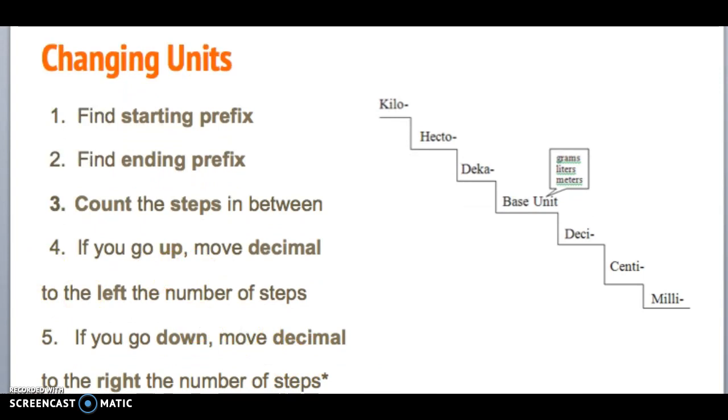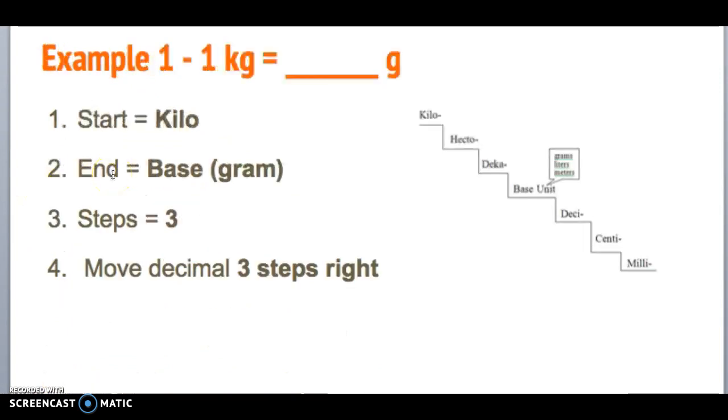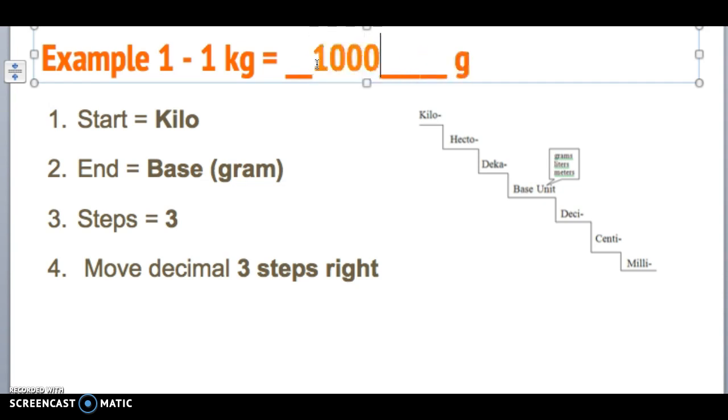So for example, let's say we have 1 kilogram. We want to convert that to grams. Okay, so you'll start at kilo. Your base is grams, so you'll count from kilo all the way till you get to the base. 1, 2, 3. And because you're moving to the right, you move the decimal 1, 2, 3. So the answer is 1,000 grams.